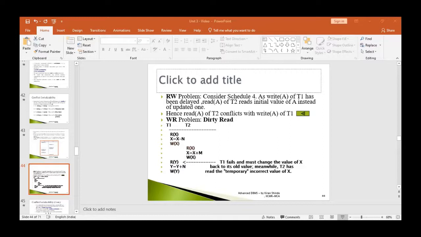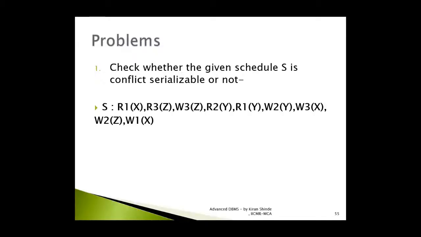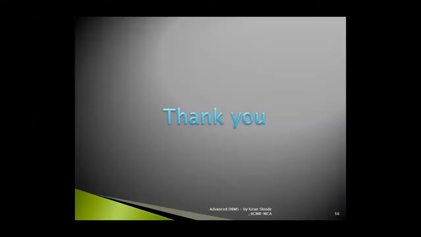So I think you must have understood how a schedule can be cross-checked in order to understand whether it is conflict equivalent to a serial schedule or not by using these two schemes. The first scheme which I discussed was swapping of non-conflicting pairs of instructions, and the second scheme is using the precedence graph. So I hope you understood whatever is discussed in this video session.